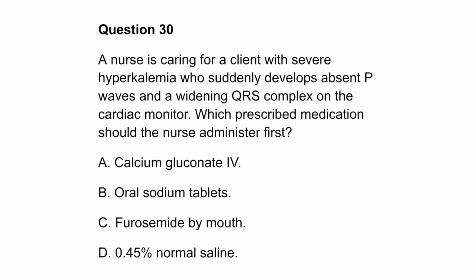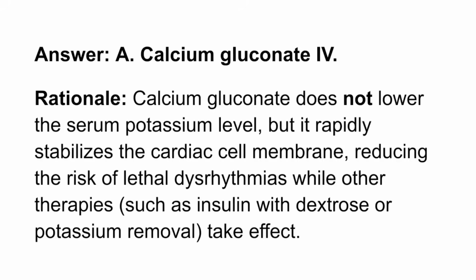Question 30. A nurse is caring for a client with severe hyperkalemia who suddenly develops absent P waves and a widening QRS complex on the cardiac monitor. Which prescribed medication should the nurse administer first? A. Calcium gluconate IV. B. Oral sodium tablets. C. Furosemide by mouth. D. 0.45% normal saline. Answer: A.